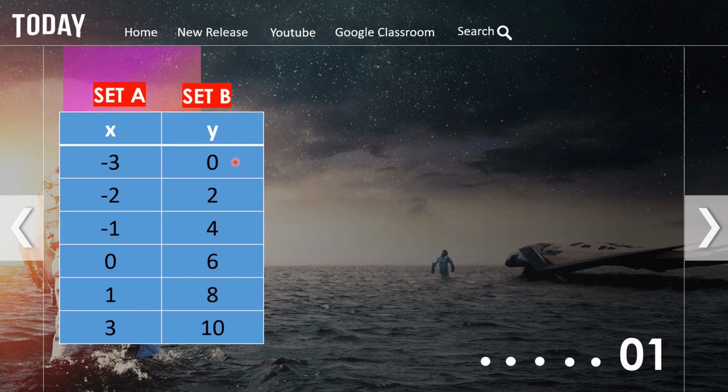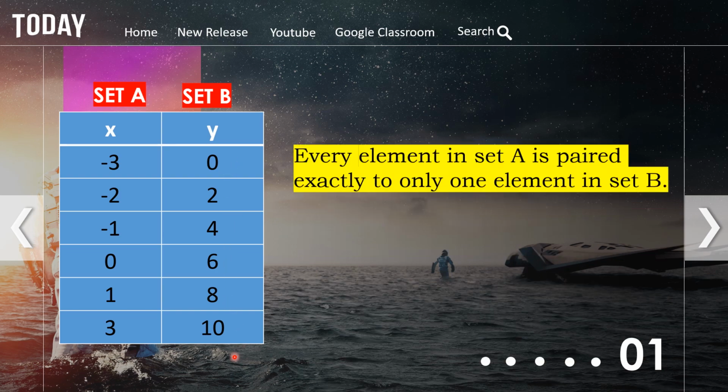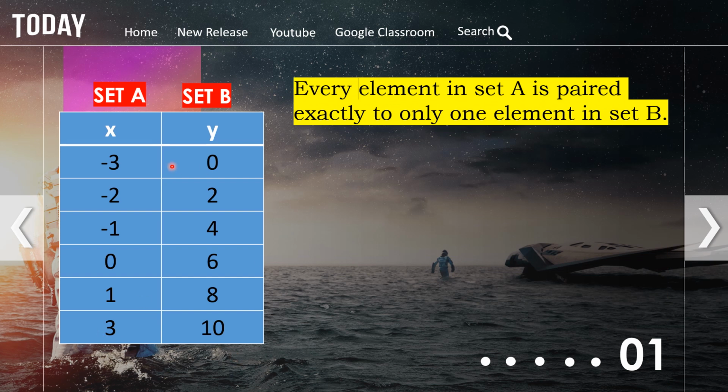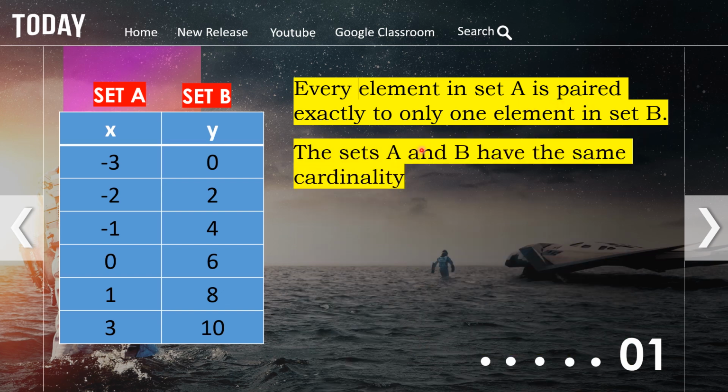Set B: 0, 2, 4, 6, 8, and 10. So we can say, based on these given sets, every element in set A is paired exactly to only one element in set B. The sets A and B have the same cardinality. In set A, there are 1, 2, 3, 4, 5, 6. Sorry, there are 6 elements. In set B also, there are 6 elements. So therefore, these two sets have the same cardinality.